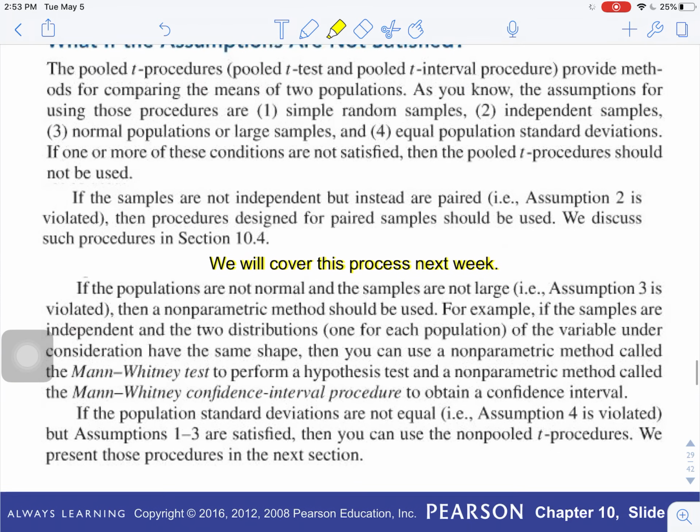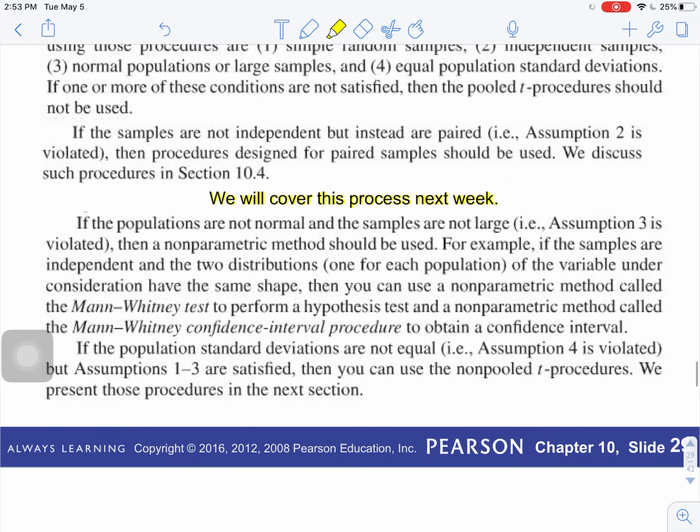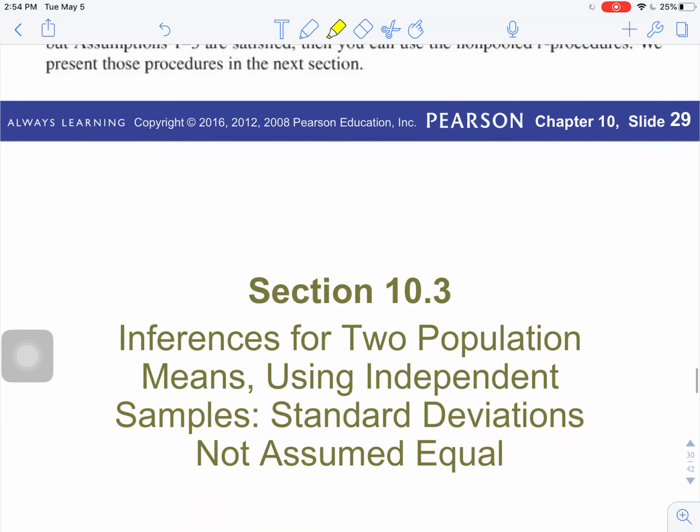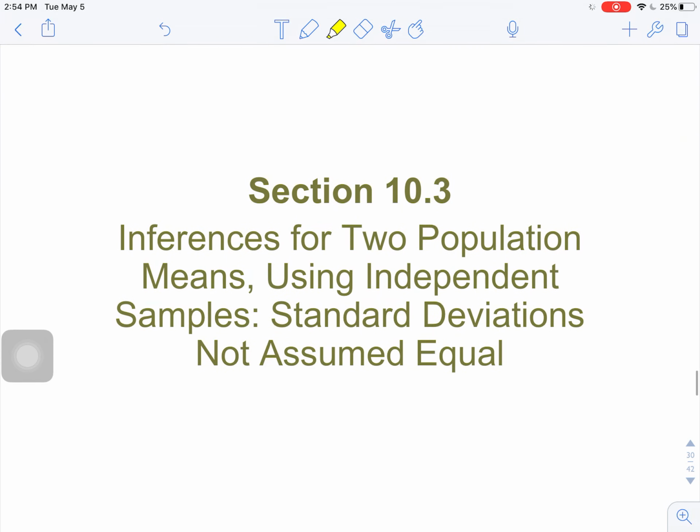I'm going to skip the next slide. So for slide 29, we don't have to worry about that because, again, for the purpose of class, we're not covering the Mann-Whitney test.